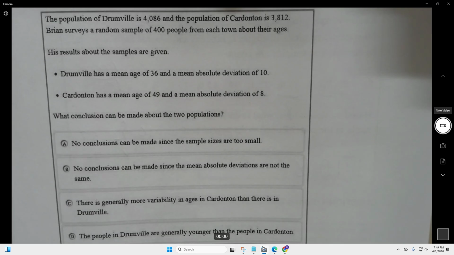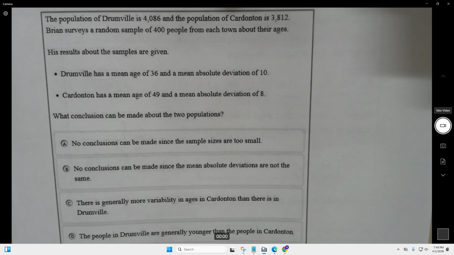Is it A, no conclusions can be made because the sample sizes are too small? B, no conclusions can be made since the mean absolute deviations are not the same? C, there is generally more variability in ages in Cardington than there is in Drumville? Or D, the people in Drumville are generally younger than the people in Cardington?